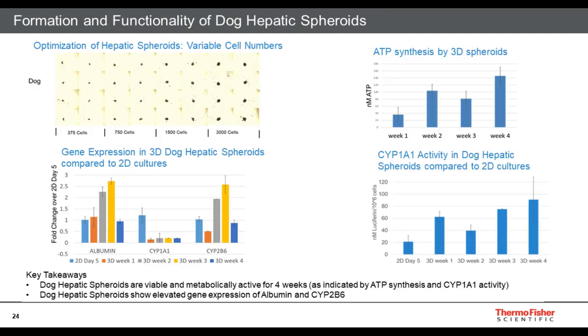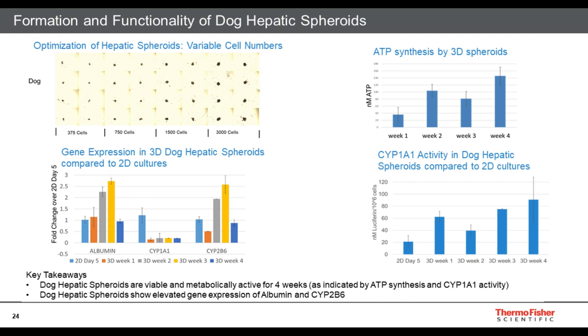Looking at the formation and functionality of dog hepatic spheroids, in the top left panel, again, we're looking at optimizing variable cell numbers that we're seeding here. So starting on the left, 375 cells up to 3,000 cells. And you can see there's consistency of spheroid formation among these different seeding densities that we tried.